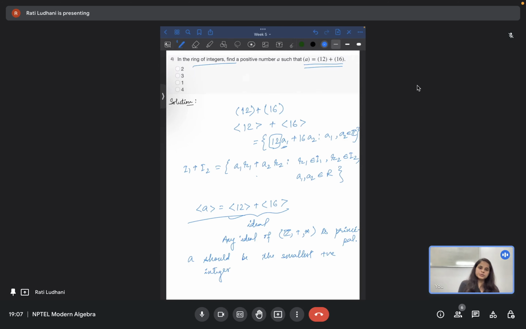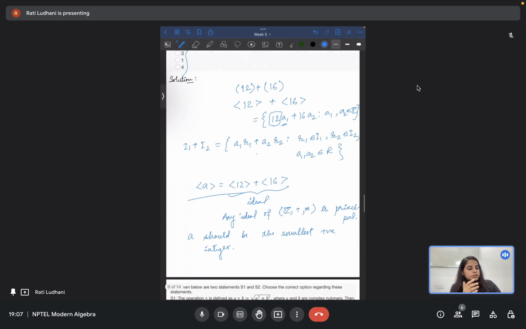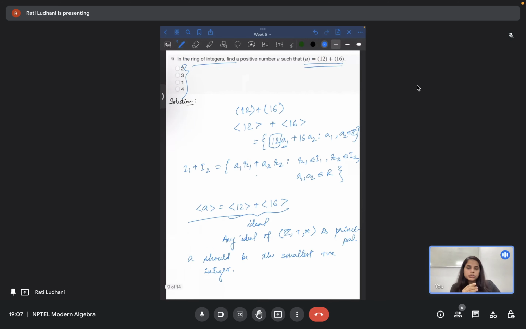A should be the smallest positive integer. Actually, you can have negative also. That is also fine, because if 2 generates the set, then -2 also generates the set. But as you see in the options, these are all positive, so you can go with A should be the smallest positive integer of the ideal.